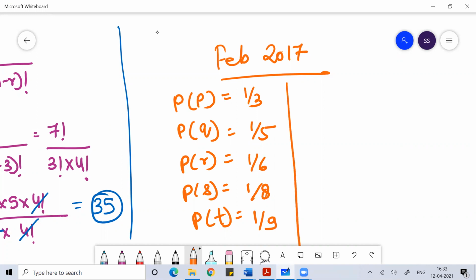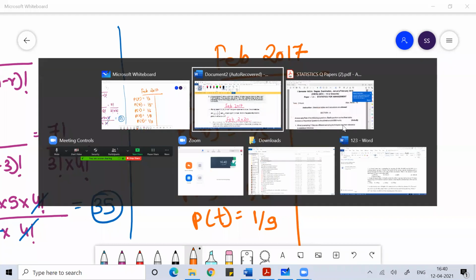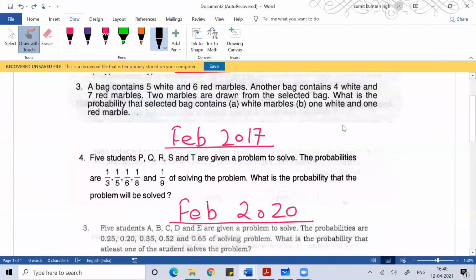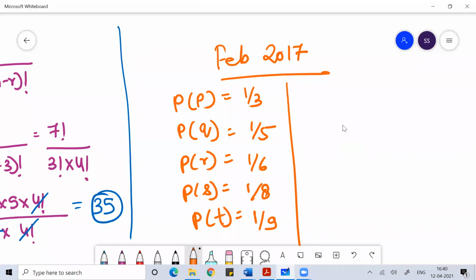Okay. So the probability that they can solve the problem is this. The probability that P can solve the problem is 1 by 3. Q can solve the problem is 1 by 5. R can solve the problem is 1 by 6. S can solve the problem is 1 by 8. And T can solve the problem is 1 by 9.